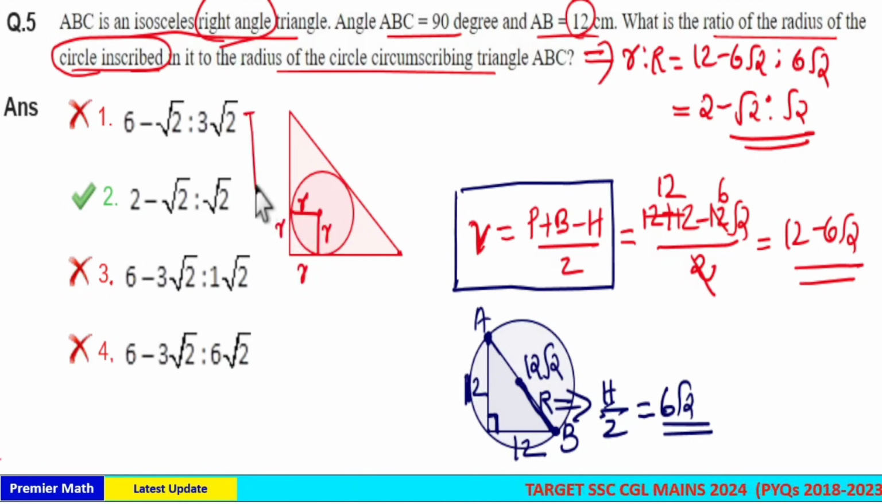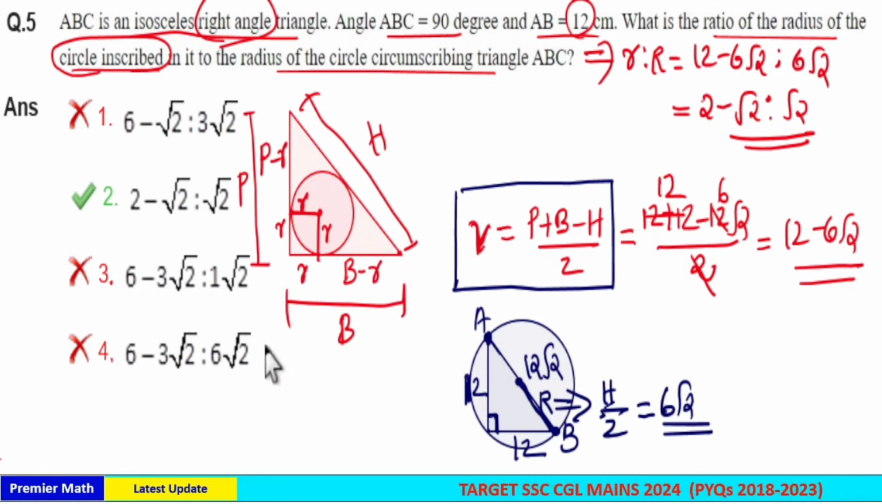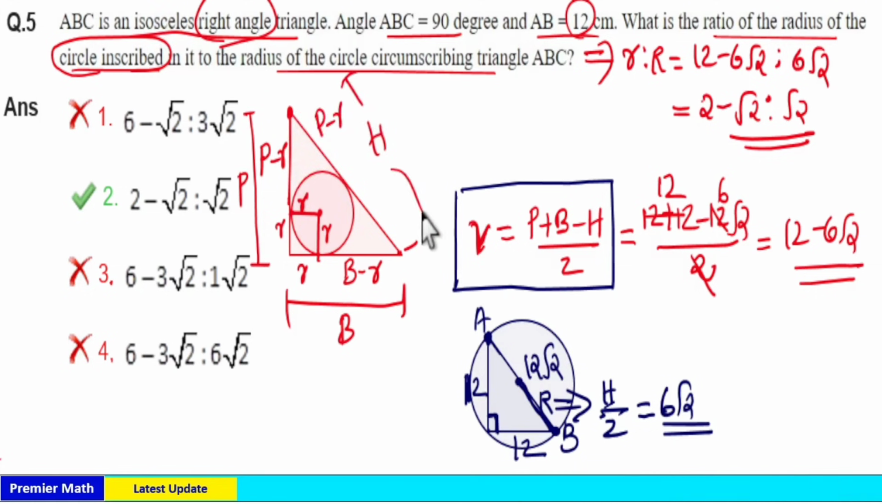Now, if I take this side as P, this side length as B, and the hypotenuse length as H. Here, if this length is R, the remaining length must be P minus R. Here also, the remaining length must be B minus R. Now, if you look at this point, these two are tangents. Tangents from the same point to the same circle are equal, which means if this distance is P minus R, this distance is also P minus R.